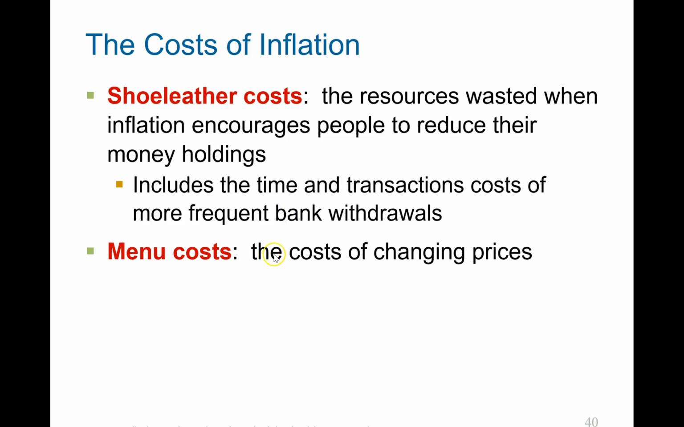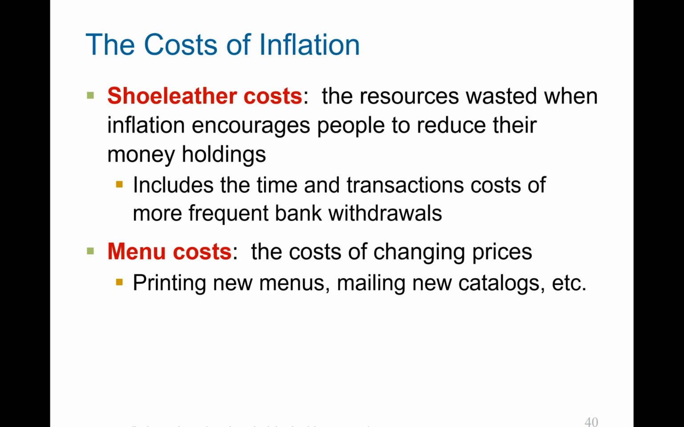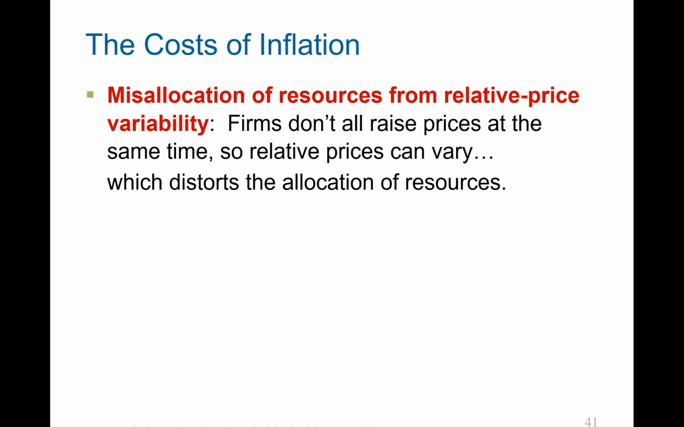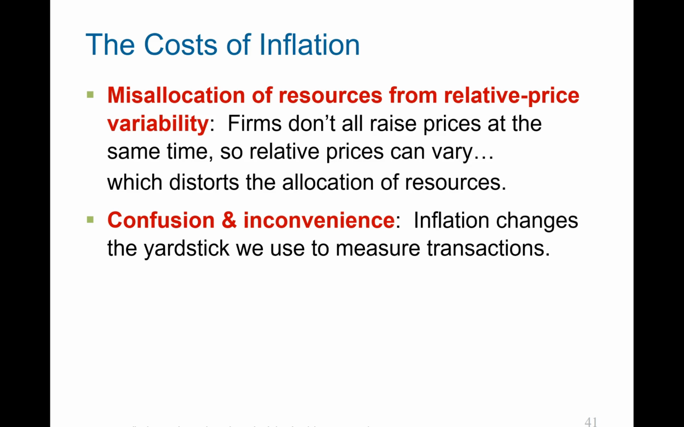Menu costs are the costs of changing prices. If you're a business, printing new menus, catalogs, etc., those things are very costly. Another cost of inflation is the misallocation of resources from relative price variability. Firms don't all raise prices at the same time, so relative prices vary, and this distorts the allocation of resources.